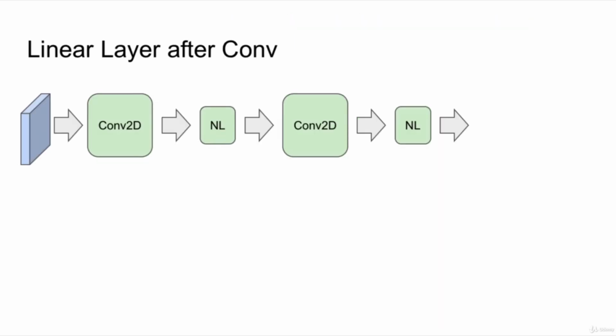Now let's discuss how to build a deep neural network. As I already mentioned, it is important to add nonlinearity between each convolutional layer, because convolution is a linear operation.